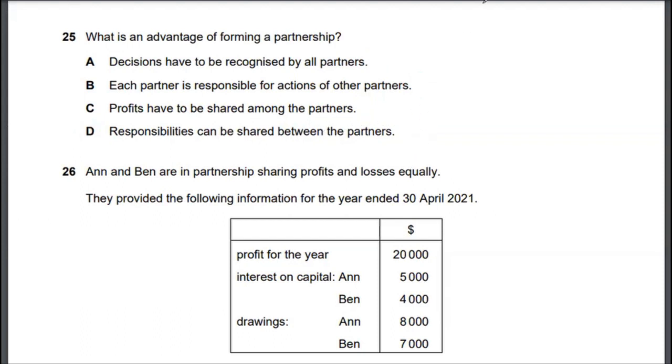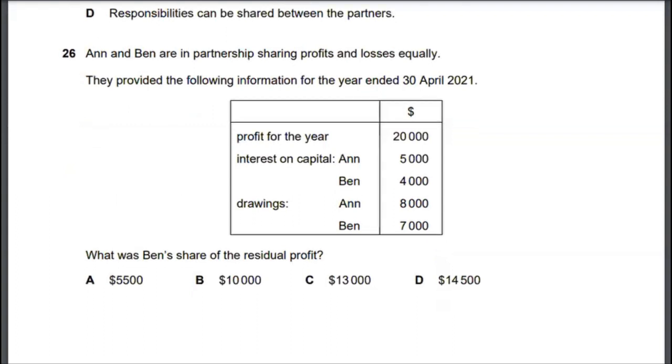Let's look at multiple choice 26. Anne and Ben are in partnership sharing profits and losses equally. They provided the following information for the year ended 30th April 2021. So we have this information: profit for the year, interest on capital, drawings for each partner. What was Ben's share of residual profit?